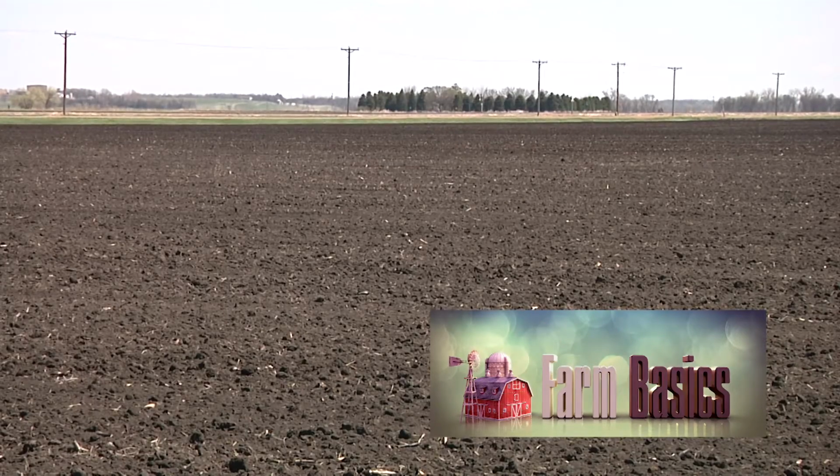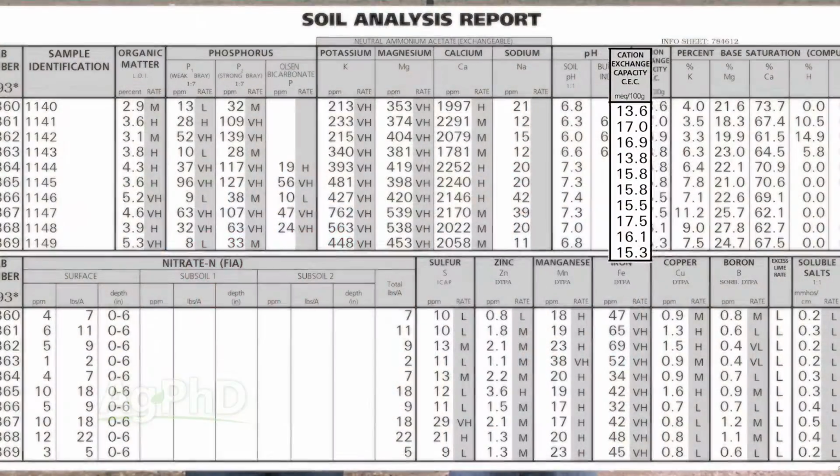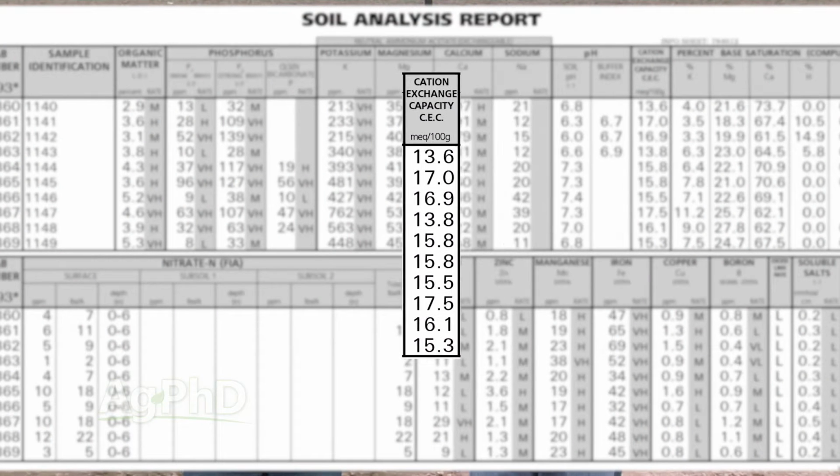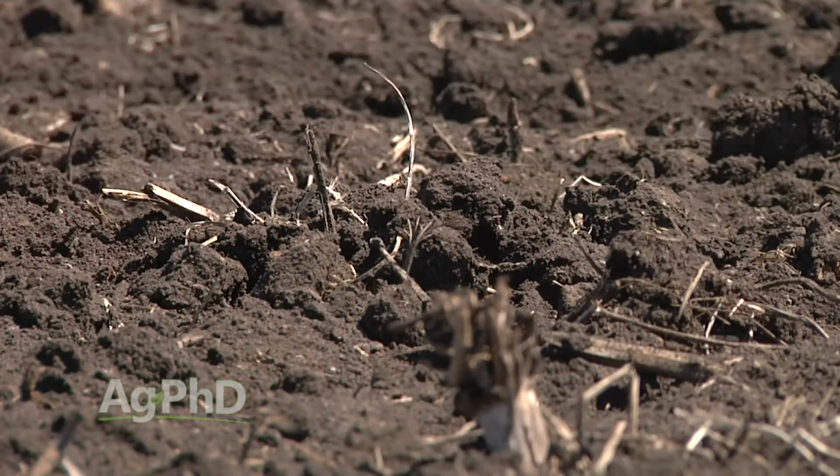During our Farm Basics time today, we want to talk about one of the most important things a farmer has to know in his operation. It's cation exchange capacity. We talk about a lot of things when it comes to fertility and looking at our soils and how we analyze things. One of the most important ones is cation exchange capacity because it lets us know how much the soil can hold. And isn't that important?